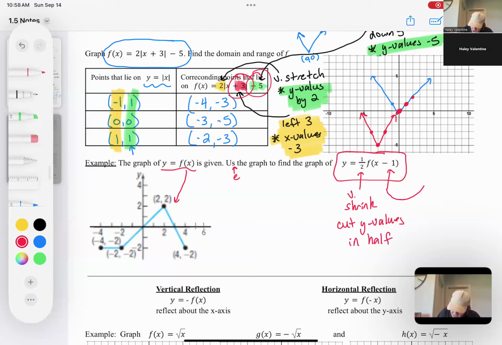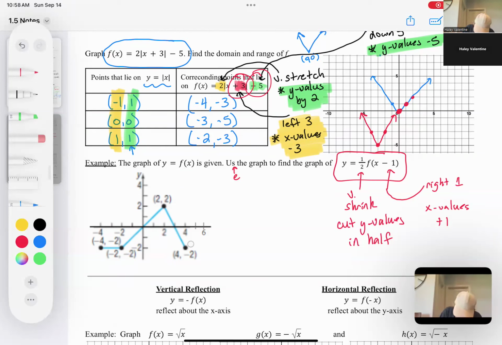Okay, but then right here on the inside, it is subtracting. Okay, adding and subtracting is left and right, but since it's on the inside, it's opposite. So that -1 is actually a shift right 1. So a shift right 1 means that your x values, you have to add 1 to each of the x values. Okay, so now let's take each of these points and do these two things to them. Okay, one thing to the x value and one thing to the y value. So I'm going to do it in red, our new graph here.